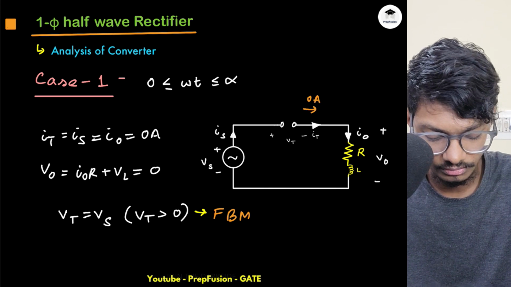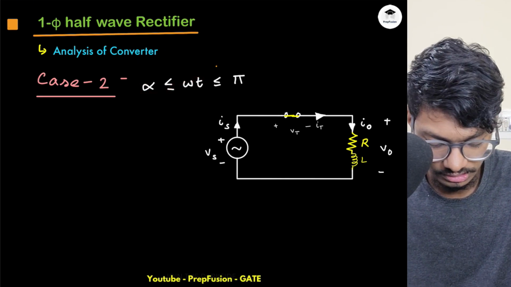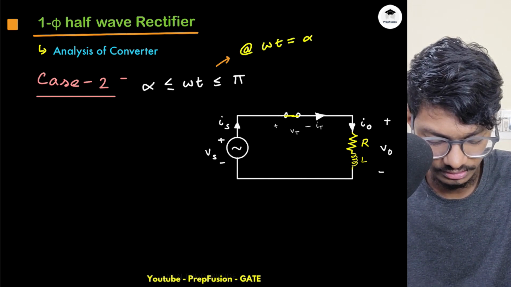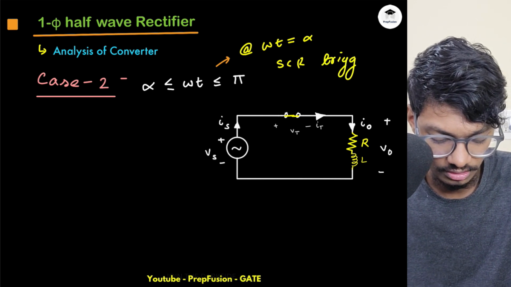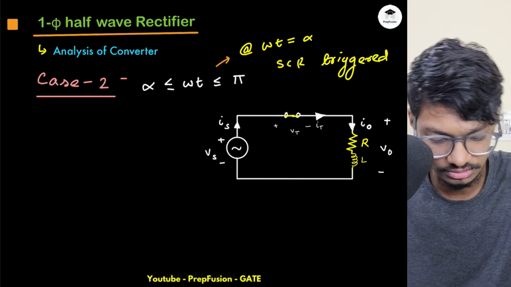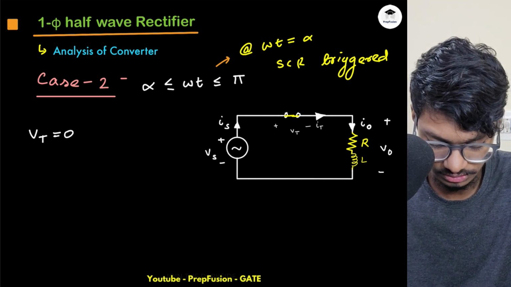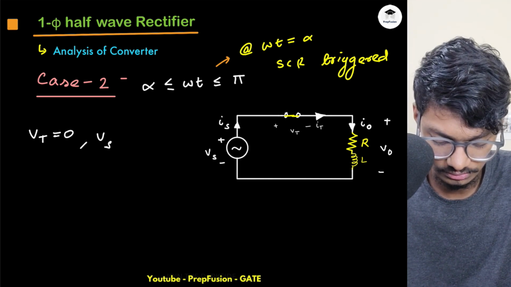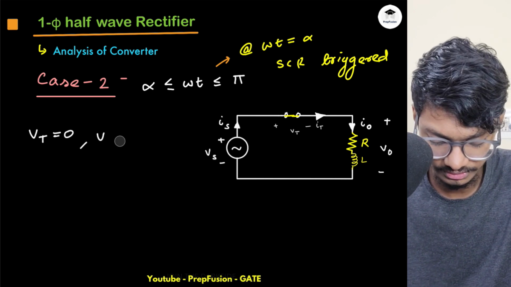Now when we trigger this, at omega t equals alpha, the SCR is triggered. The SCR will obviously turn on because it has positive anode to cathode voltage. Hence, my VT is 0 volts. My VS is simply equal to, sorry, VS is the same only.